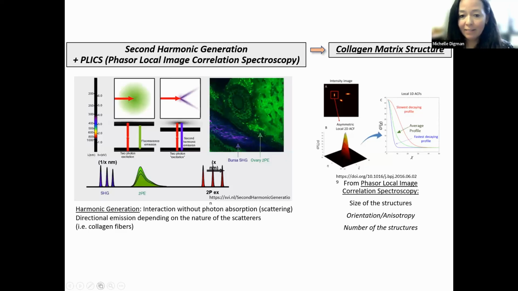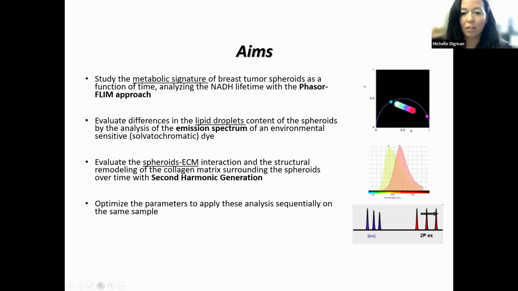So by getting this image, we don't just look at it, we actually analyze the collagen image using PLIX, which is known as phaser local image correlation spectroscopy. And essentially, it's just an image correlation analysis that's transformed into the phaser space that gives us the profile of the size and density of that collagen structure.